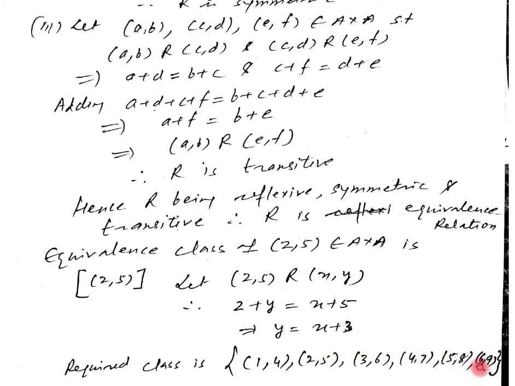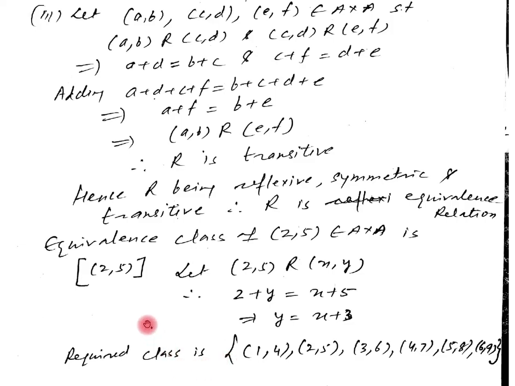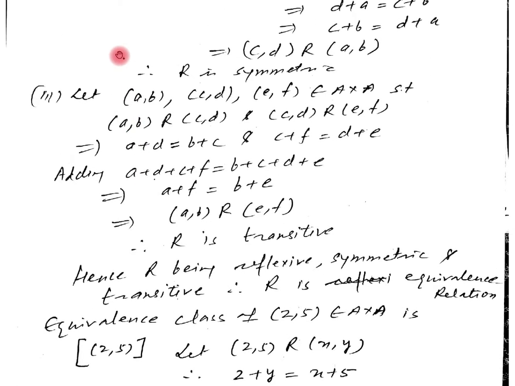Other elements we cannot take because x and y both must belong to A, and A having elements 1 to 9 only. When I take x as 7, y should be 10, so we can't take this element. Therefore the required equivalence class of the element (2, 5) is (1, 4), (2, 5), (3, 6), (4, 7), (5, 8) and (6, 9). This is the complete solution of the question. See it again.